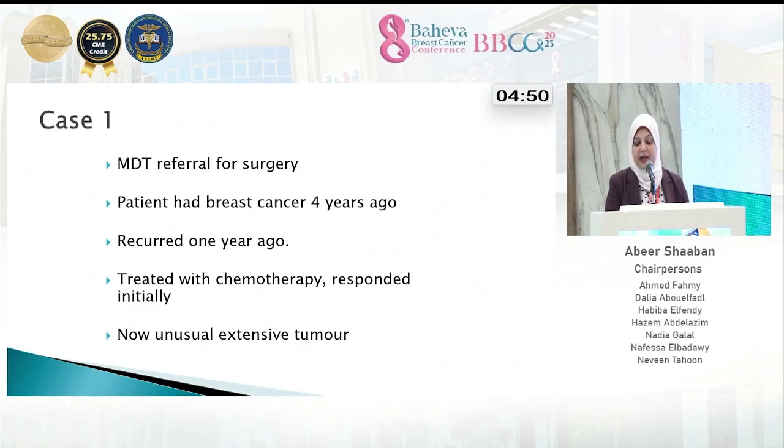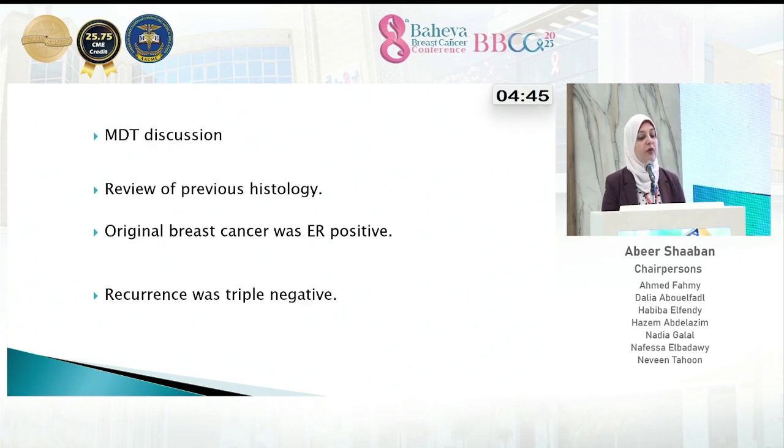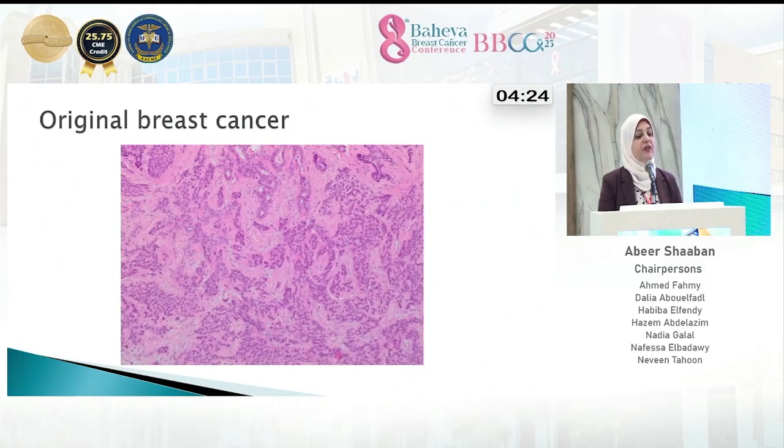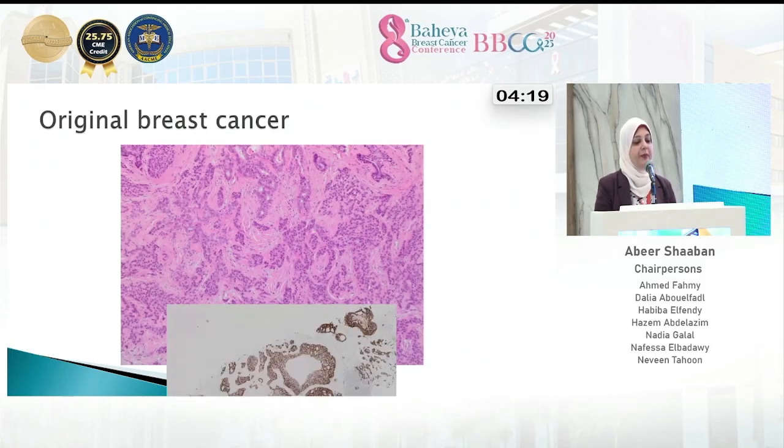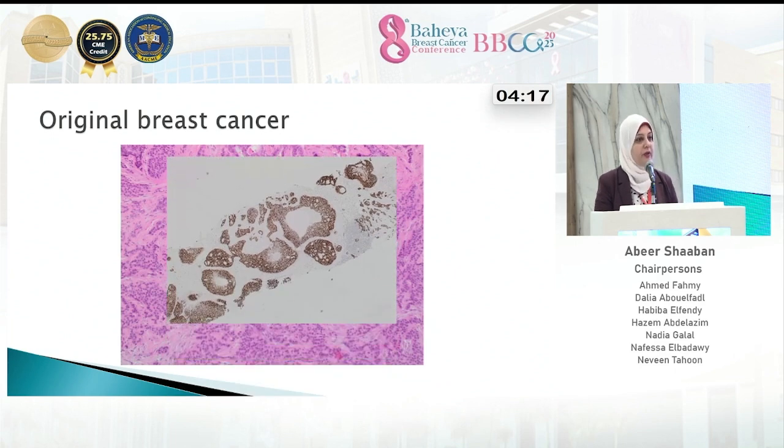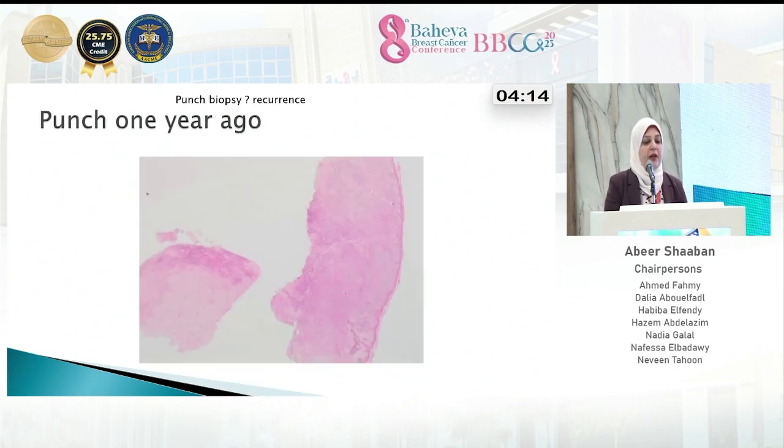So this presented as recurrent breast cancer. When we went through the notes, we found that the previous histology of the cancer was ER positive breast cancer. And now it's diagnosed as triple negative breast cancer. This is very unlikely, doesn't make sense. So we requested all the slides to review, all of it from previous and now. And this was the previous breast cancer, invasive grade 2, no special type cancer, that was strongly ER positive. So that's the original. That's what we have now.